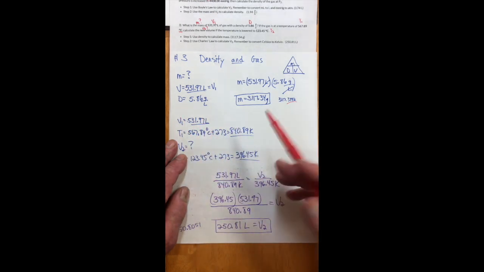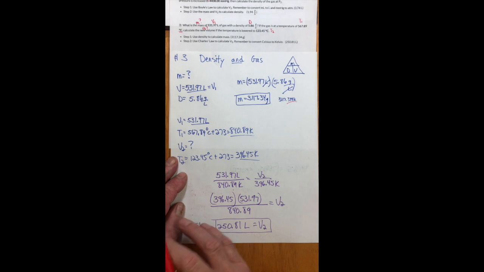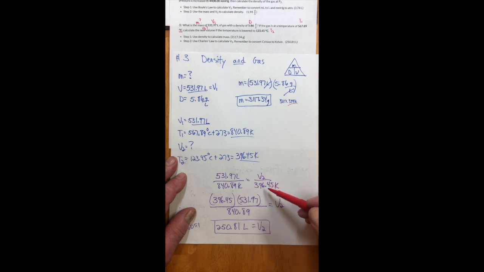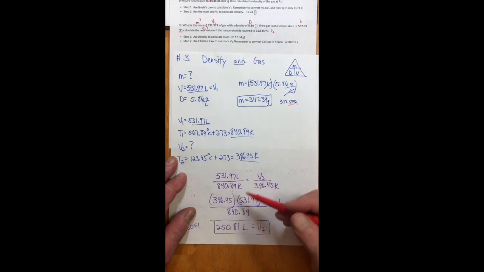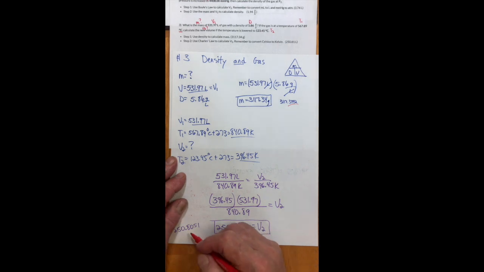And there's my bigger number. Down here, it's a separate problem. I don't need to carry anything down. I just go back, I use the volume again. I add 273 to get my K right there. I'm going to cross multiply that right there and divide by 40.89. And there I go. And I get 250.81 at 2 sig figs.